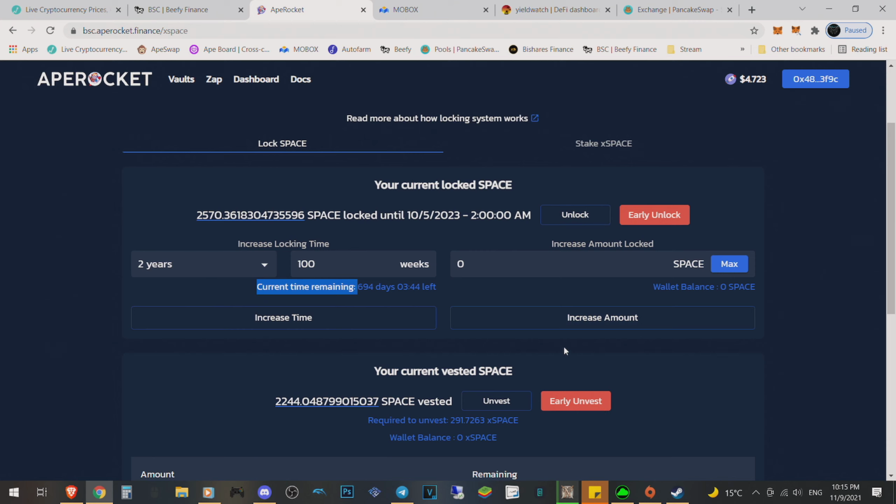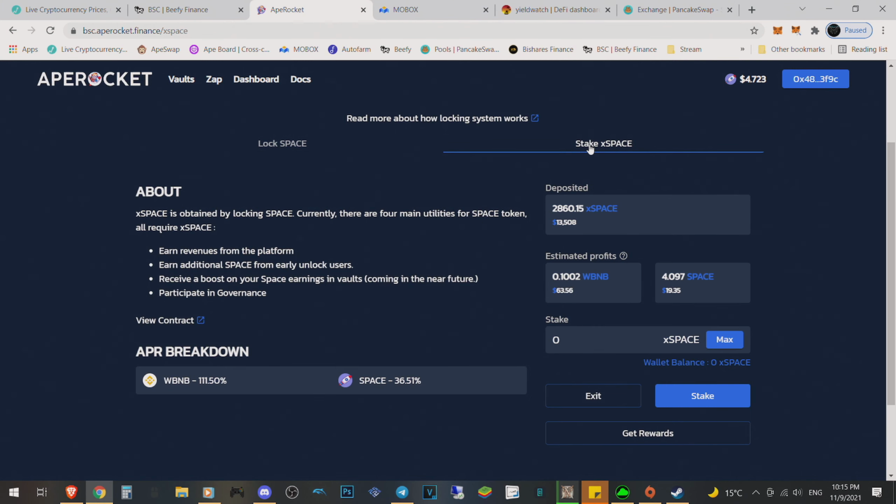You're losing 50%, and who gets that 50%? It's simple. The people that are staking space up here. You can see that there's a space pool over here. It's a whopping 36% APR already, which is a very big number. So the people that are patient are getting rewarded by the people that are impatient.